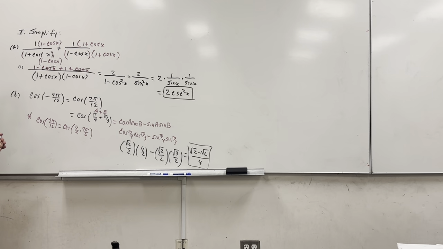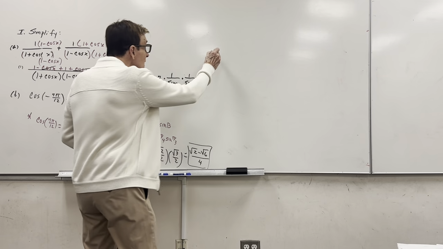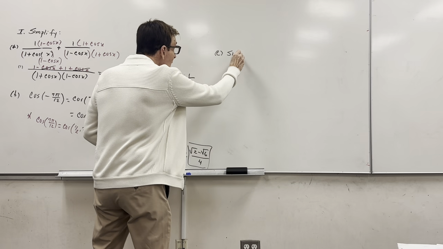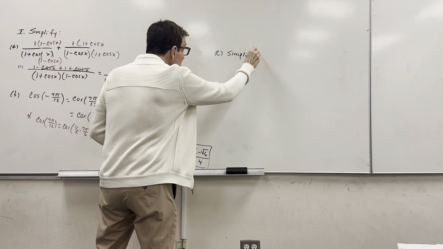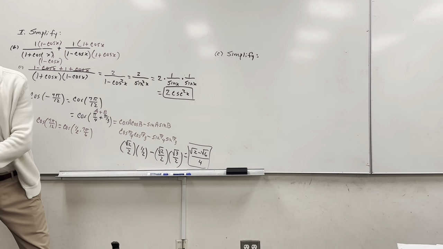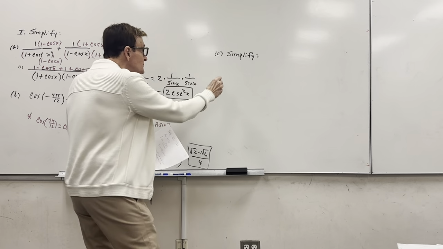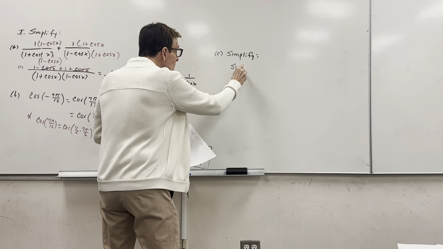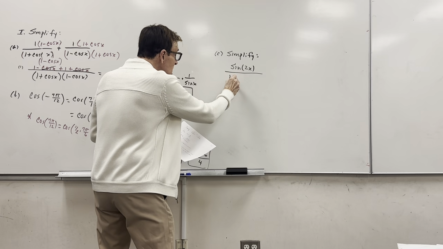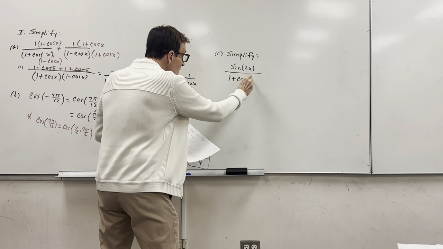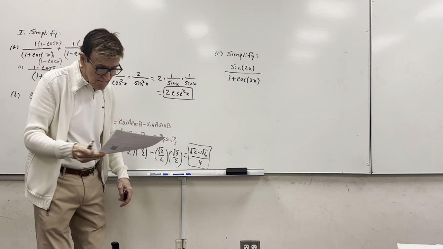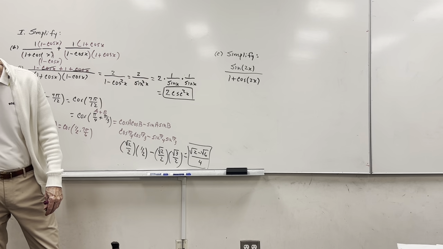Next, I have, yes, letter C. They have on their test to simplify, which I thought was really cute, this. They have sine double X over 1 plus cosine double X. I think you're going to be shocked what that simplifies into.